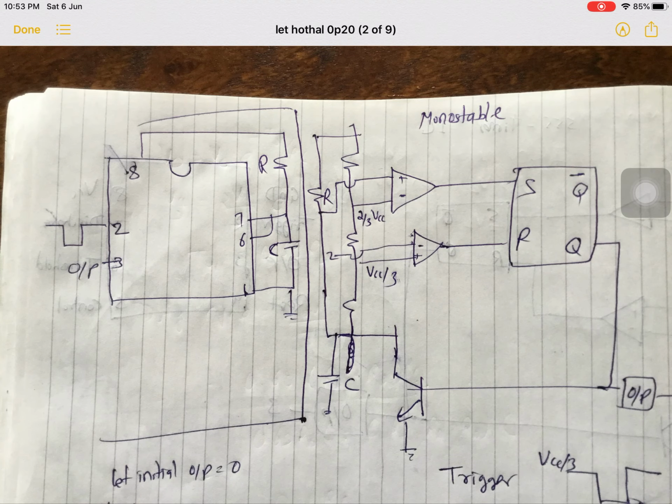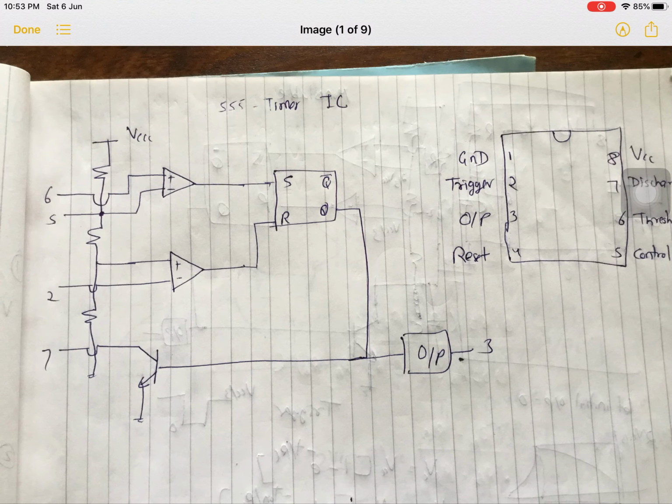Hello everyone. Today we'll start with the 555 timer IC. The 555 timer IC is a very important topic; generally there are some questions asked on it in analog electronics. In the past 2 to 3 years, not many questions have been asked on this topic.